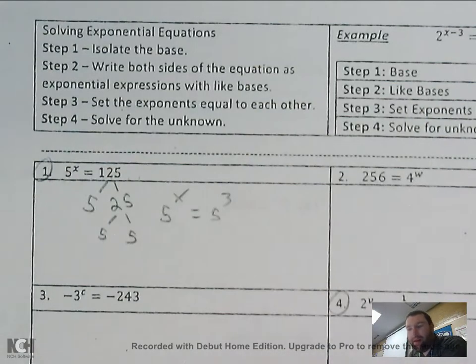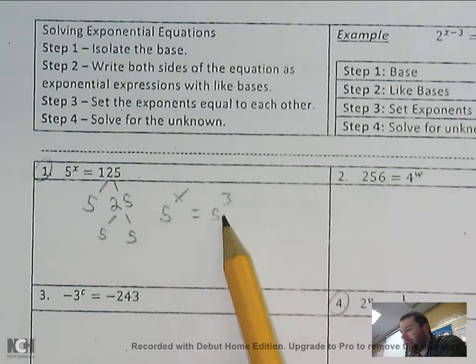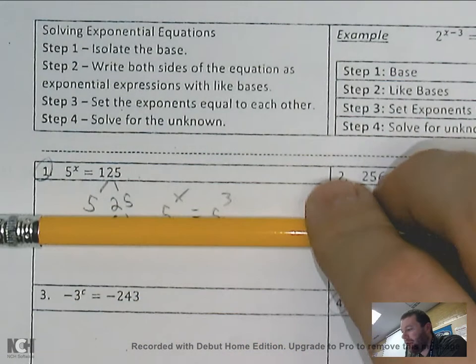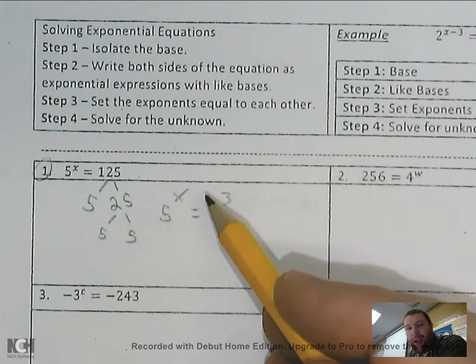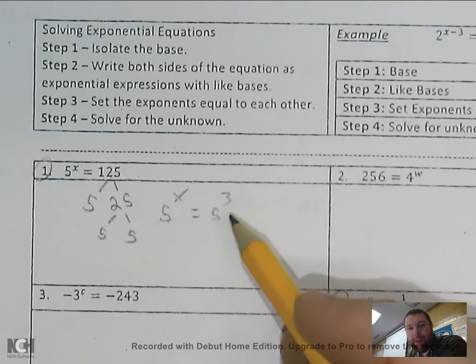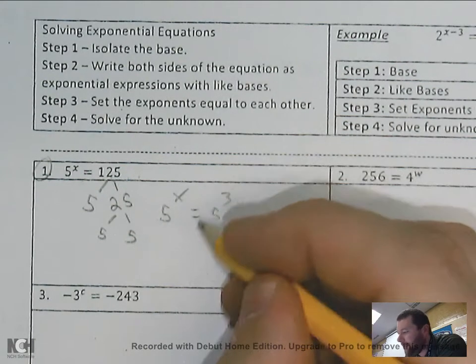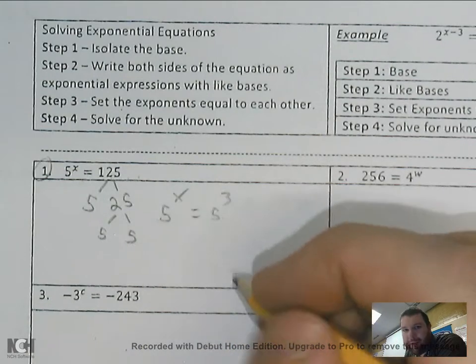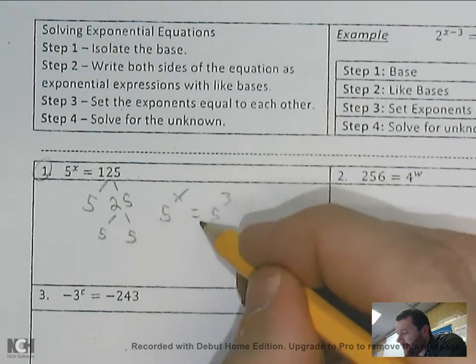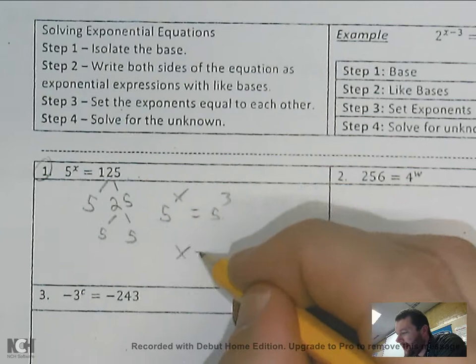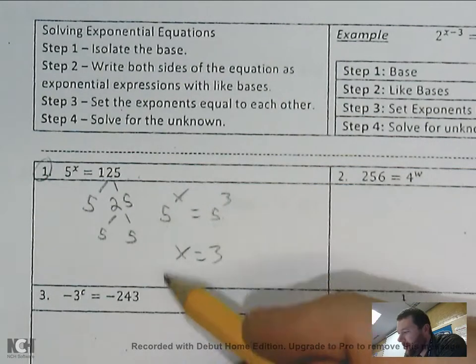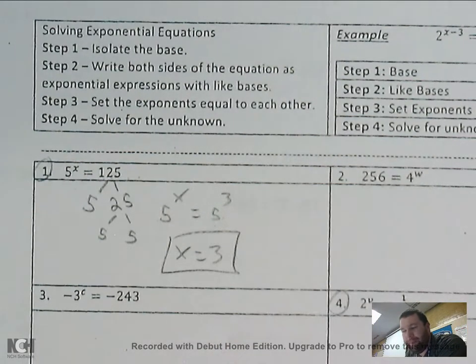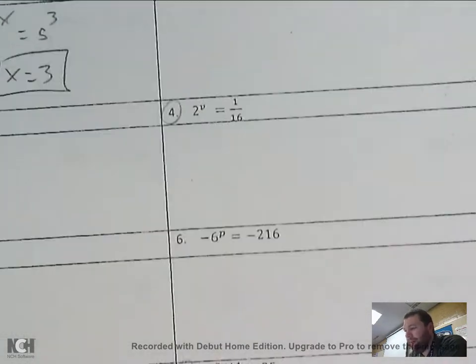Okay, now I have them set up as like bases. Once I'm at that point, I can drop the bases because I know the exponents have to equal each other if the bases are the same, right? My goal is to solve for x. If 5 to the x is equal to 5 to the third, then x has to equal 3 in order for those to be equal to each other. Okay, that's all I had to do. Let's look at another one.